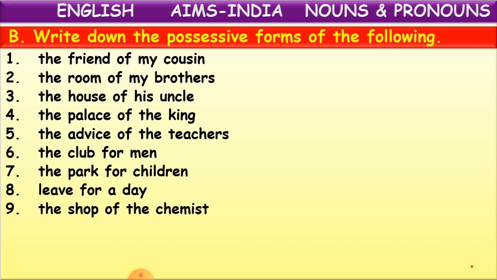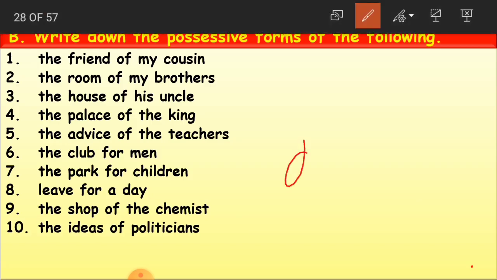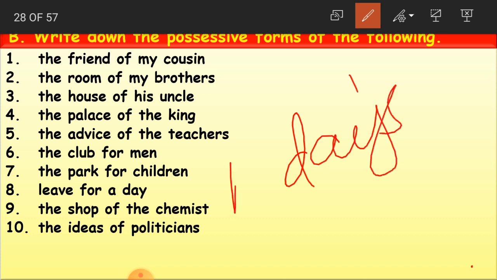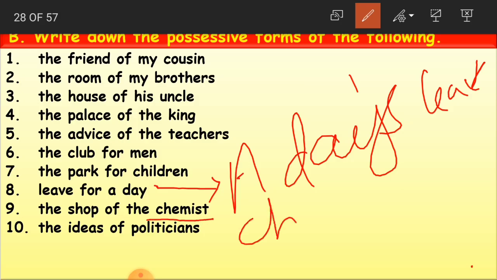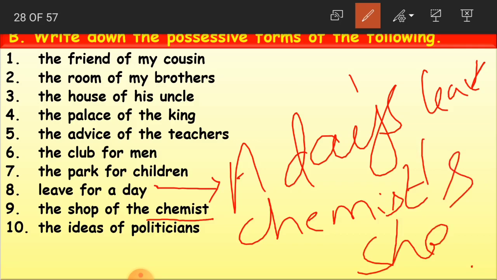Leave for a day. In the sense, here day is singular. Days would become plural, so day is again singular. So when we have this singular noun, a day's leave. How will you write? A day's leave. Clear, children? And the ninth one, the shop of the chemist. Chemist, C-H-E-M-I-S-T, apostrophe s, shop. The chemist's shop. So like this you have to write now.